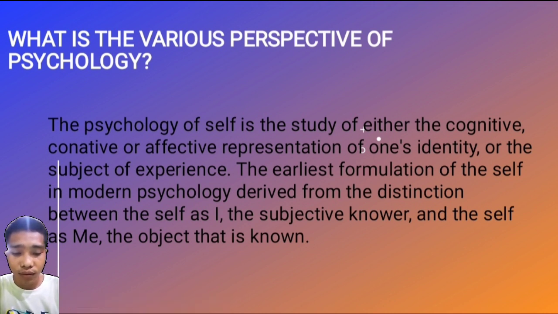Our topic for today is the self from various perspectives of psychology. What are the various perspectives of psychology? The psychology of self is the study of either cognitive or affective representation of one's identity or the subject of experience. The earliest formulation of the self in modern psychology derived from the distinction between the self as the subjective knower, the I, and the self as the me, the objective that we know.